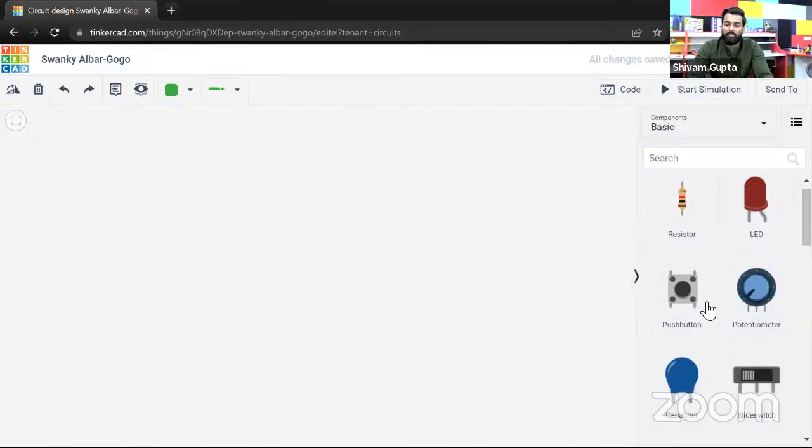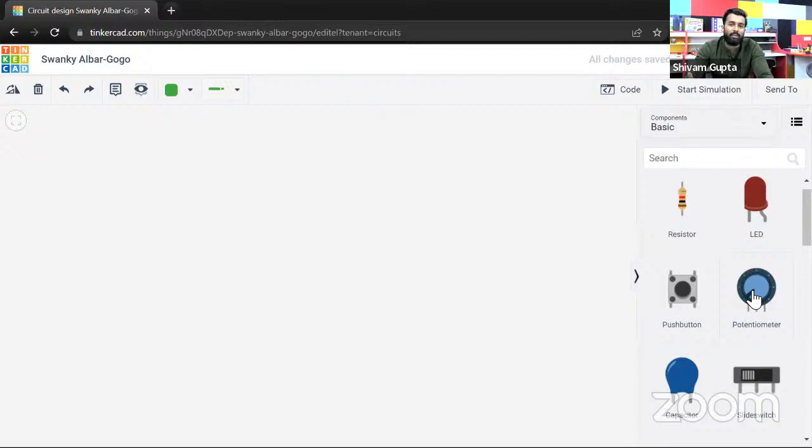Now, similarly, we have seen a push button. Like if you have used a laser module, right? A laser beam. That is also having a push button. When you press that button, then only the laser is emitted, or it works.